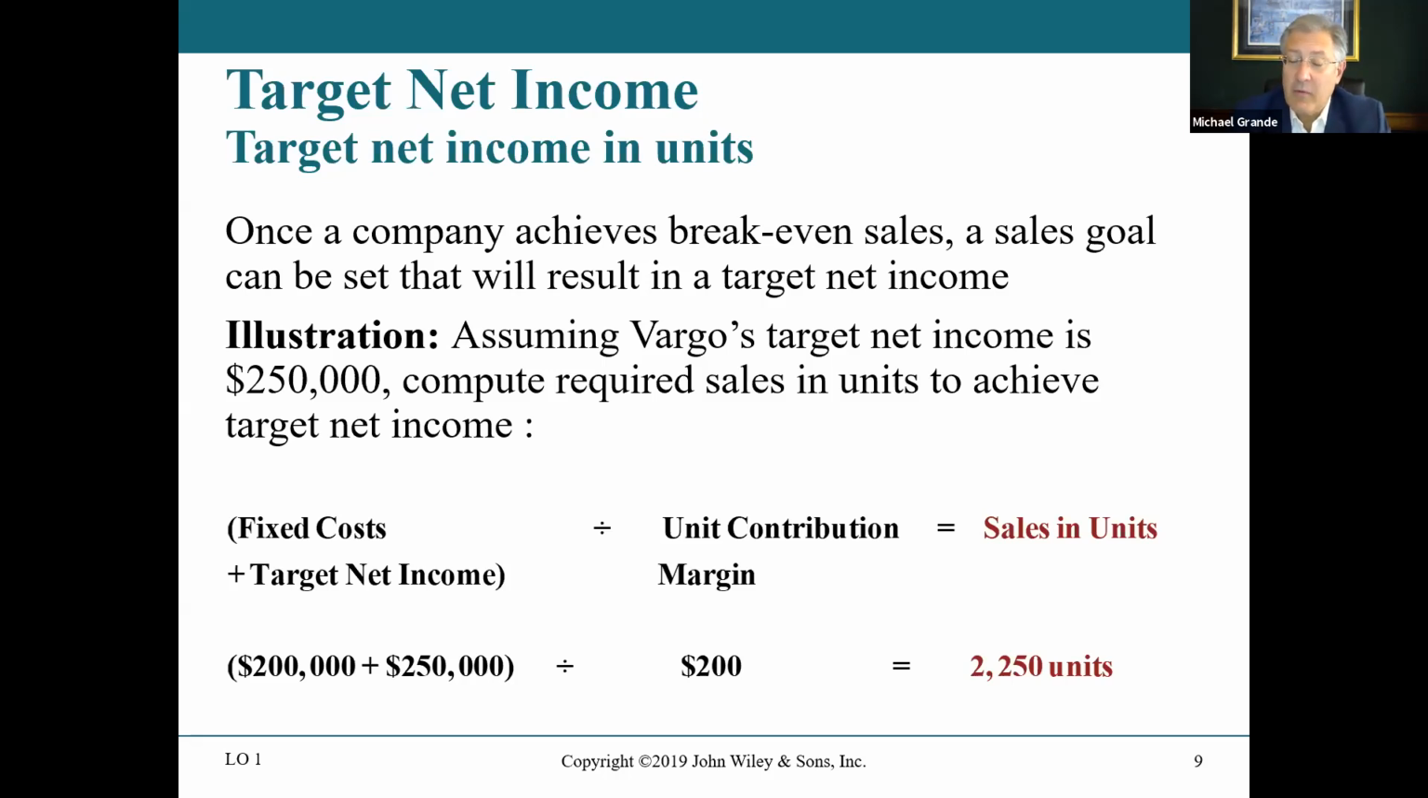When we calculate break-even point, the target profit is assumed to be 0. So all we need to do is modify this formula to add our desired net income, our desired target profit of $250,000. And you can see they need to sell 2,250 units to have a target profit of $250,000.